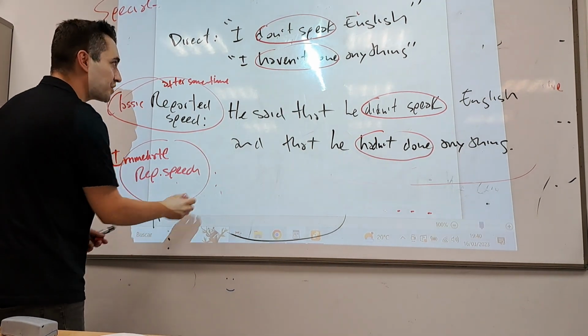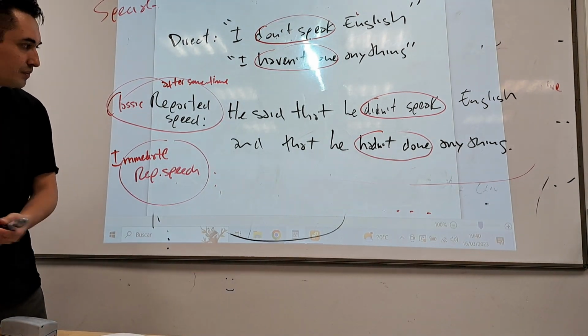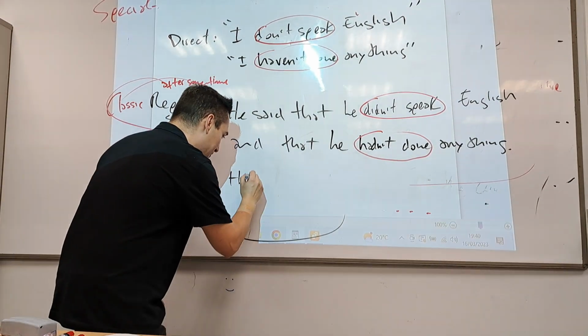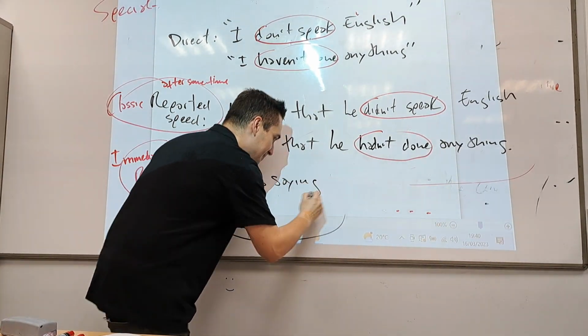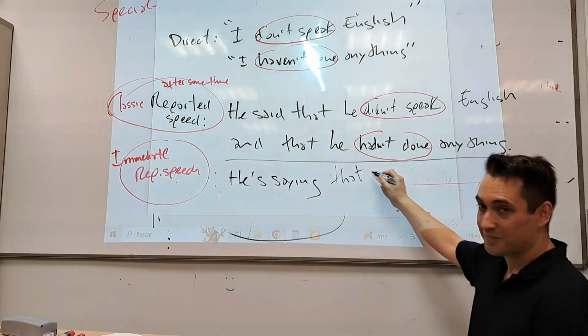Imagine that you're in this situation. I don't speak English, I haven't done anything. Okay, what is he saying? Translate right now. Okay, he's saying, very good. He's saying that he doesn't speak.